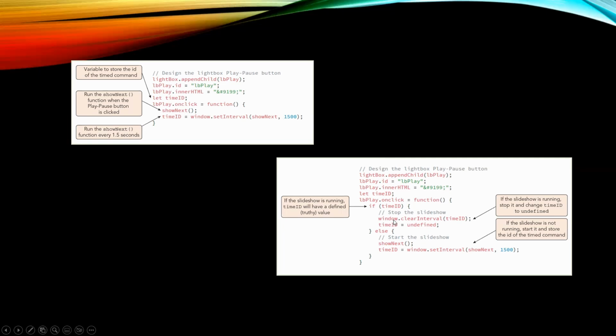Here I've got the play button again. If the time ID, so if the slideshow is running, clear interval, time ID. So if it's already running and you click the button, it's going to stop. If it is stopped, it'll be false and you want to start it. So you'll do the show next and the time ID, which we figured out over here. So that is going to be how you determine whether you do the play function or the pause function when using that play pause button.